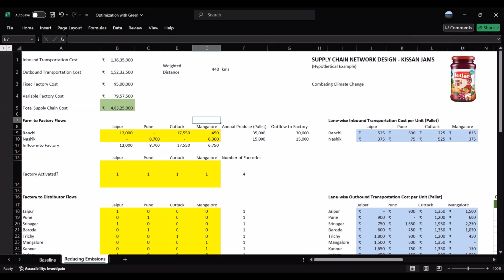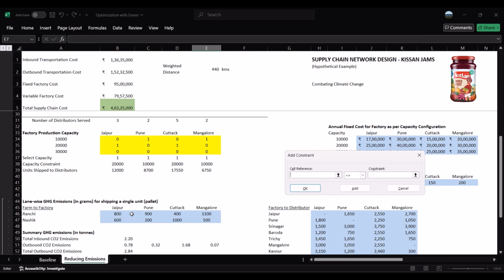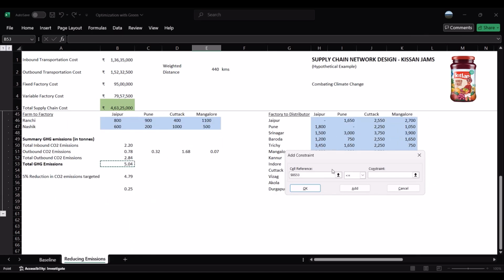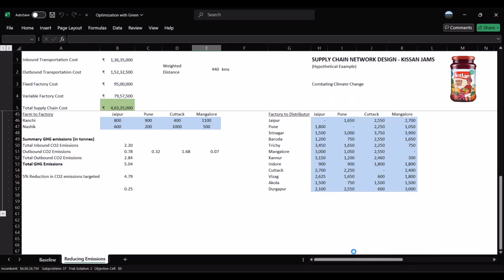solution is possible. So we'll just go to the solver again and we'll add this particular constraint over here, which is the current constraint 5.04. The total GHG emission should be less than 4.79 in the new model output, and the solver will basically solve for that.